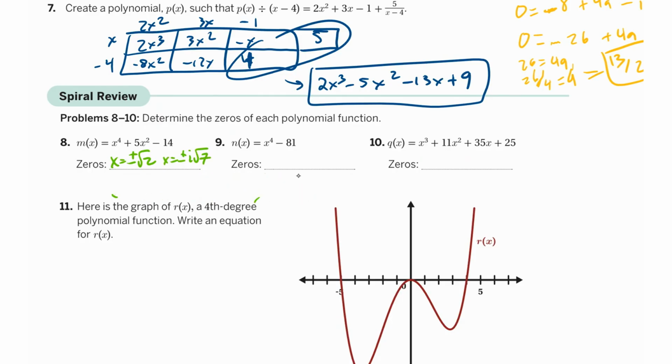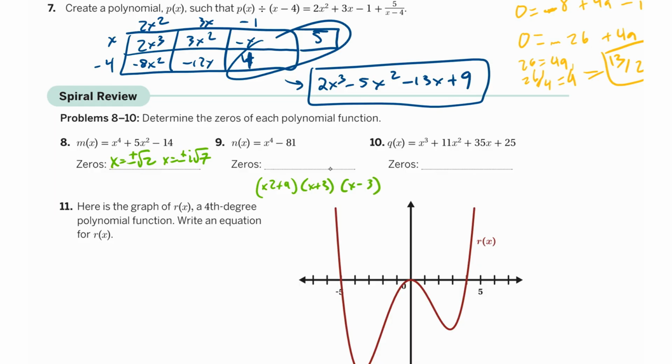All right, number 9. We have a difference of squares. So this becomes x squared plus 9, x squared minus 9, which gives me another difference of squares here, which is x squared plus 9 times x plus 3, x minus 3.